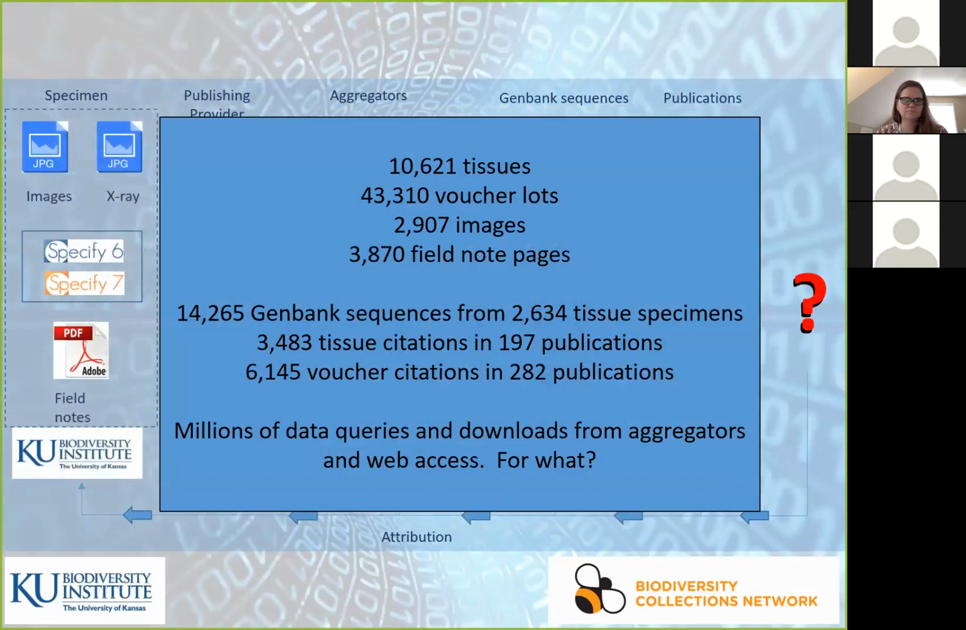So we have a number of tissues and a number of lots associated with our collection. We have lots of images and field notebook pages, about 14,000 GenBank sequences that I've been able to find that are associated with tissues in our collection. And then, 3,000 and 6,000 citations associated with those two collections, our tissue collection and our voucher collection.